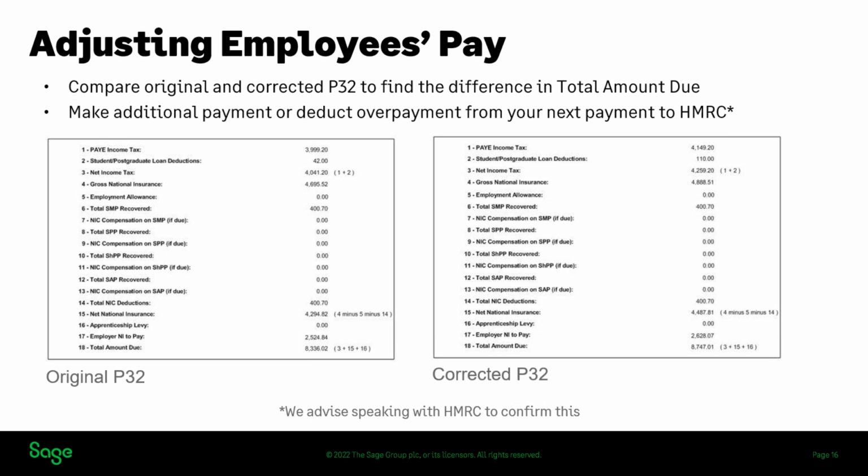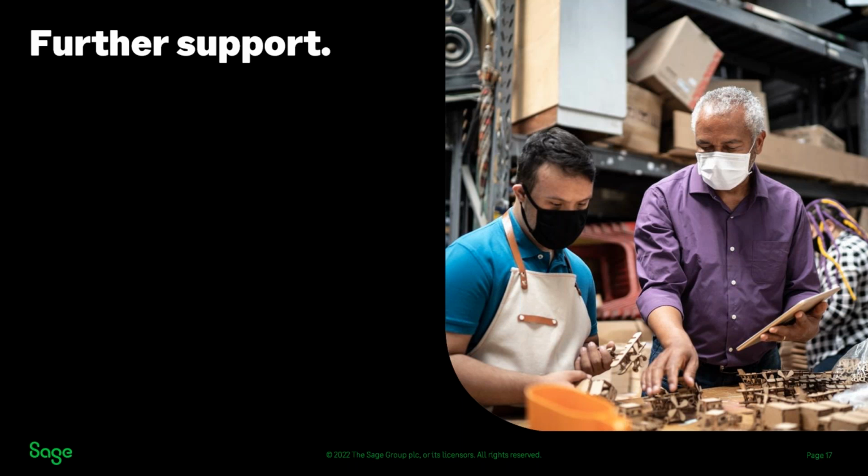So it is best to speak to them, but making the additional payment or deducting any overpayments from your next payment tends to be the more common way that it's done. But we do need to advise, if you're ever unsure, just double check with HMRC on that. So that's pretty much it when it comes to mastering mistakes or correcting any mistakes.